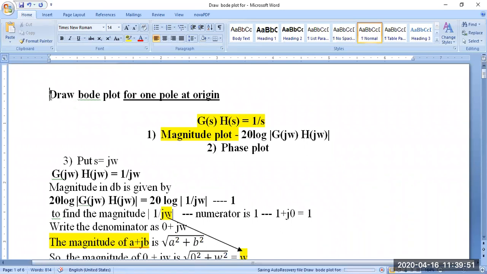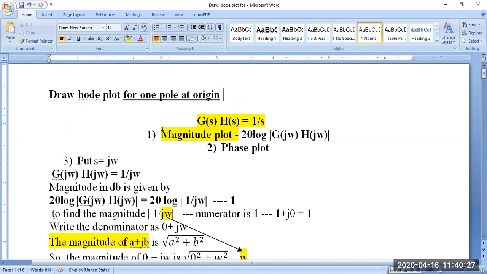Now, the question is: draw the Bode plot for one pole at origin. So this is for understanding the concept of Bode plot. Bode plot is a frequency response of a given system. Frequency response means when we apply a sinusoidal input to a system, the system will produce a sinusoidal output. The frequency will remain as it is. The magnitude and phase are going to change. So we are going to see how the magnitude varies with frequency and how the phase varies with frequency.